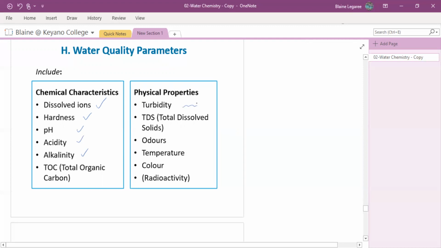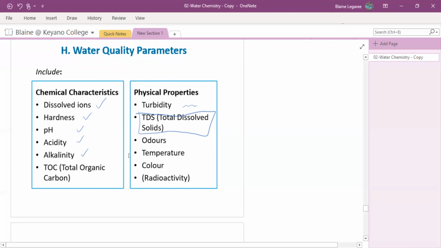But you can see that some of these other things, I just want to talk about total dissolved solids for a few minutes. But all of these things are measured at water plants, and they can affect different processes and, in some cases, human health. So they're all important parameters.